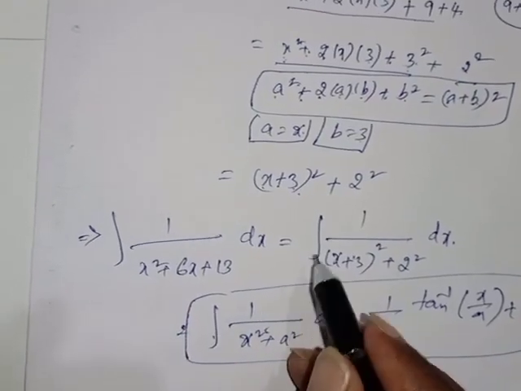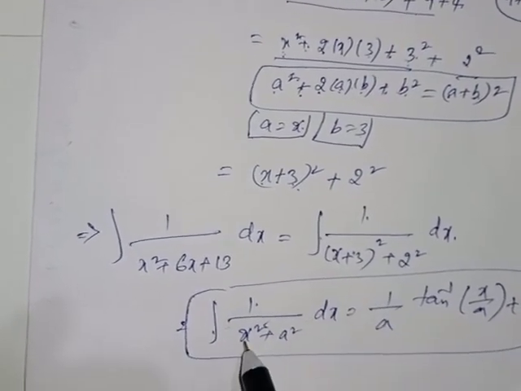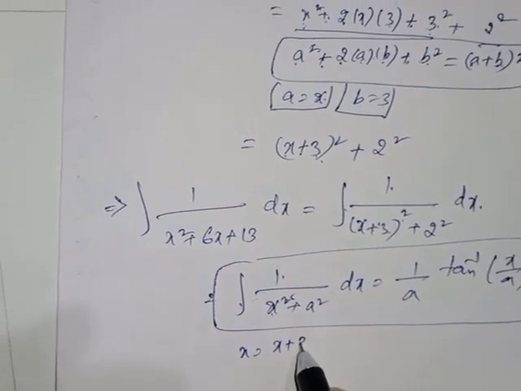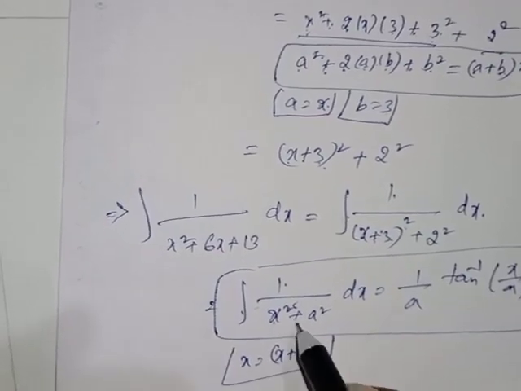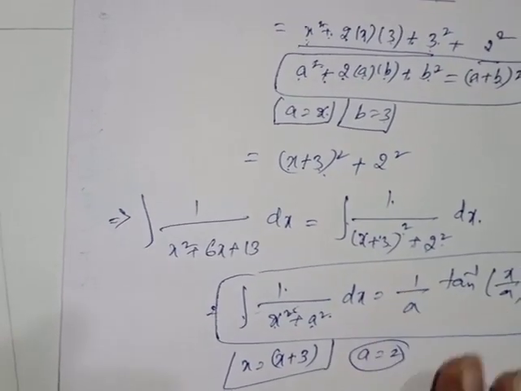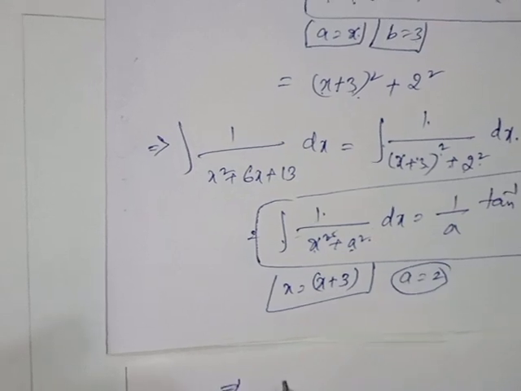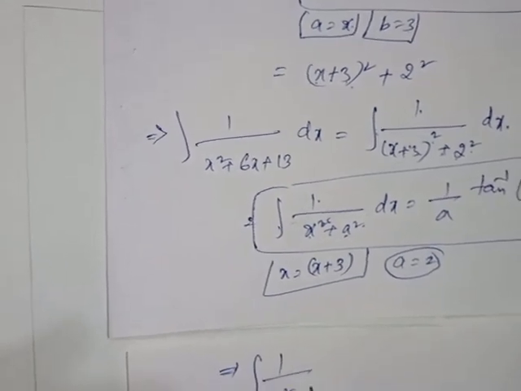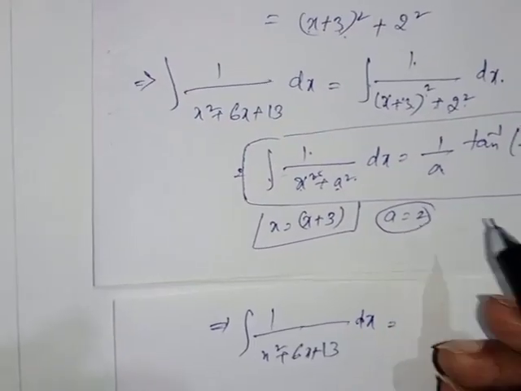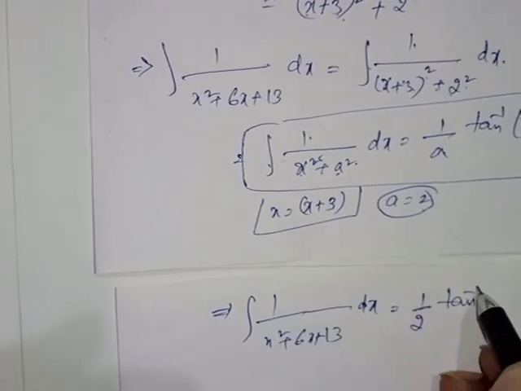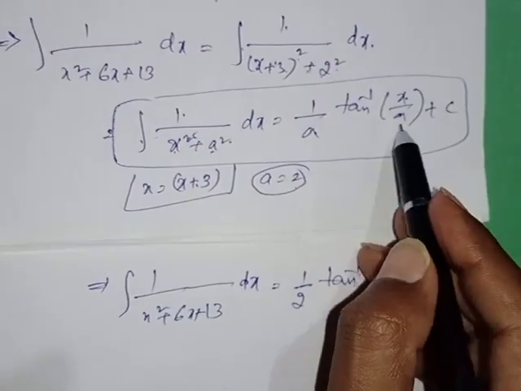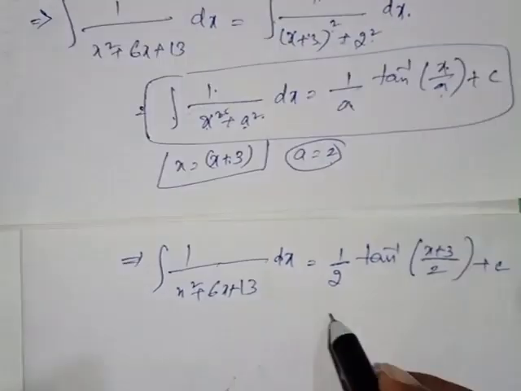So compare these two. In the integral of 1 upon x square, here we have x plus 3 whole square, so x is equal to x plus 3. Next, plus a square, here is 2 square, so a is equal to 2. Substituting in the formula, the integral of 1 upon x square plus 6x plus 13 into dx is equal to 1 by a, with a equal to 2, so 1 by 2 tan inverse of x plus 3 upon a, with a equal to 2, plus c. This is the answer.